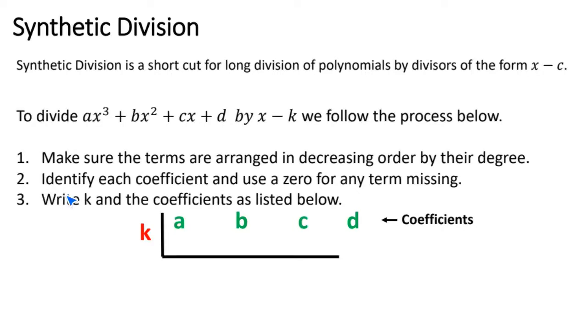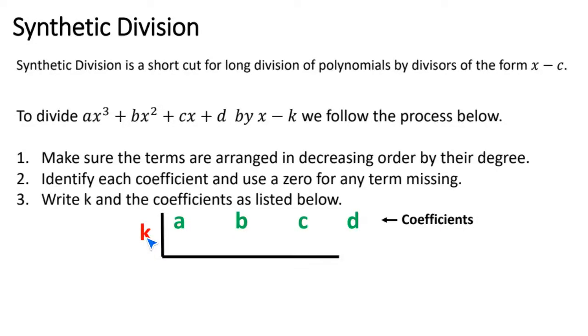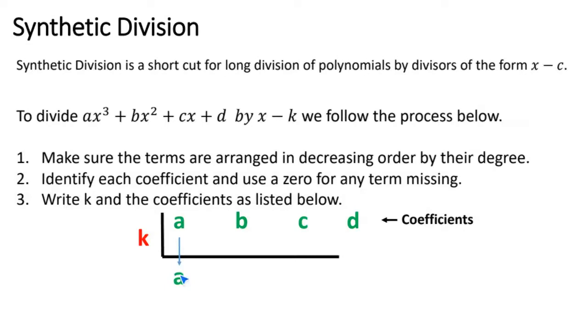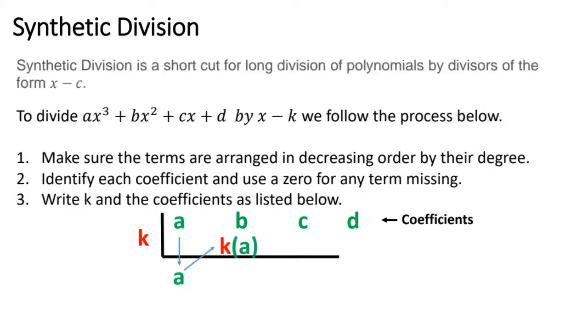So then k is what we're dividing by here. So we have x minus k. So k is going to be written on the left side here. And so we're going to draw this kind of like an L that's lying on its side. So you're going to put your divisor here, your coefficients here. And then the next step is we're going to bring the a down. And then after we bring the a down, we're going to multiply it times k. So we get k times a.